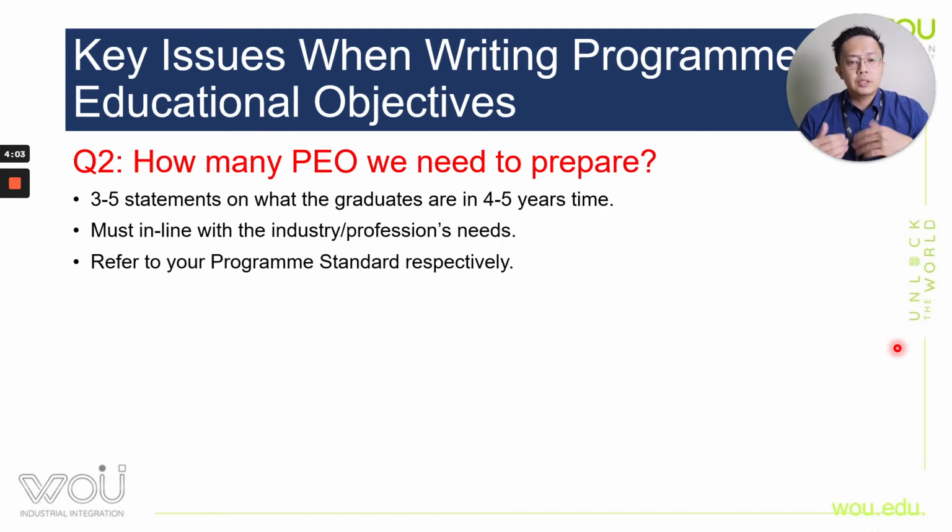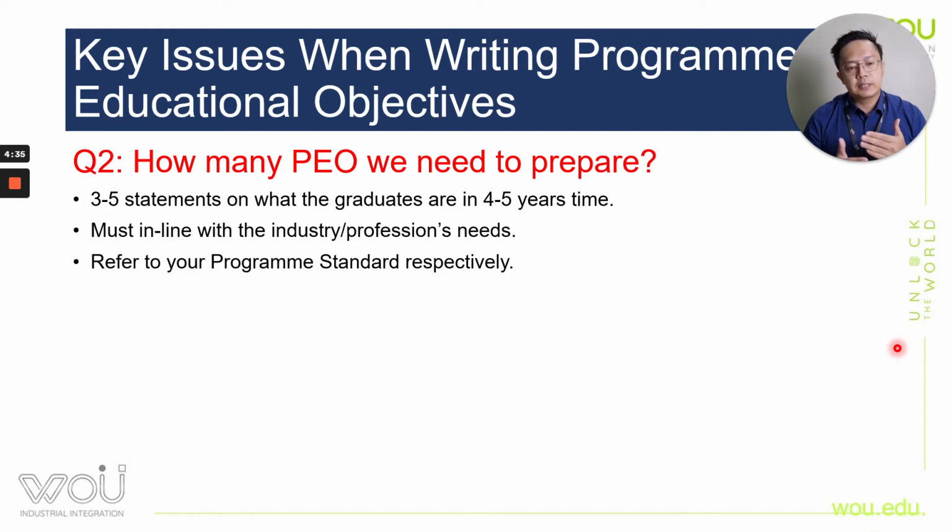The second question that people normally ask is how many PEOs we need to prepare for our program. Normally a standard program will have 3 to 5 PEOs. These 3 to 5 statements of PEO clearly spell out what the graduates need to achieve in 4 to 5 years' time. This PEO must be aligned with the industrial and professional needs.